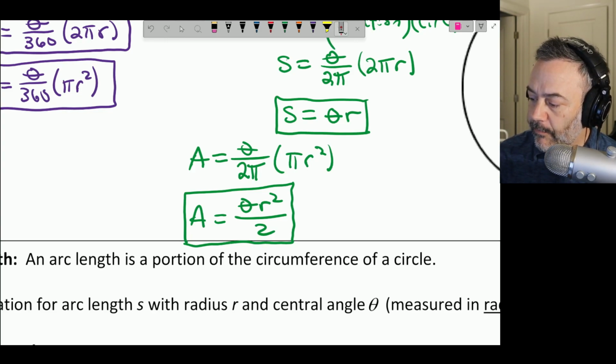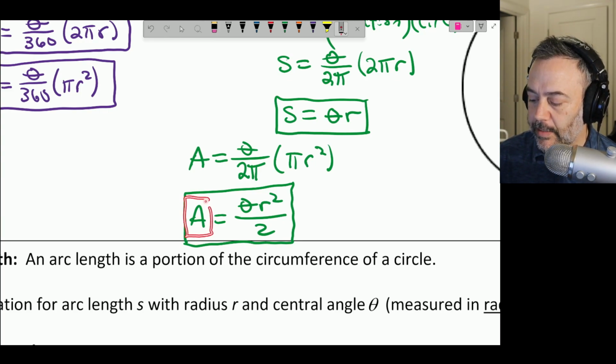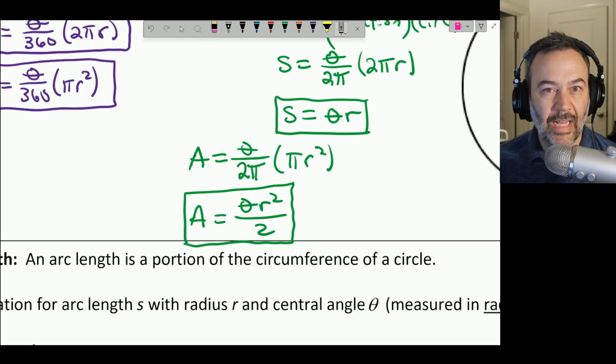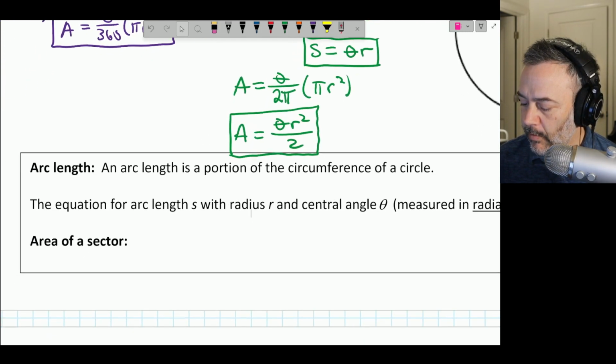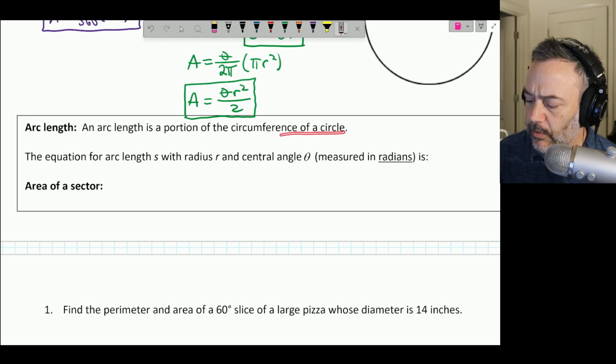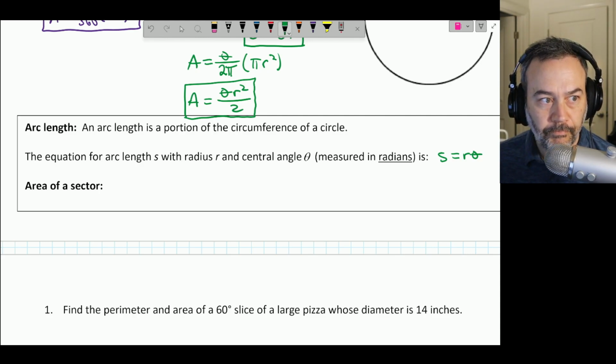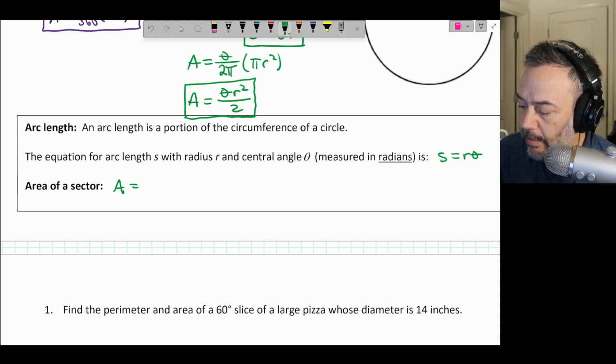Okay, so area. What are the units of r squared? Let's say radius is in centimeters. So the units of r squared would be centimeters squared. Well, that's the same as the area, so theta can't be providing a dimension in the calculation. Okay, so an arc length is a portion of the circumference of a circle. The equation for arc length S with radius r and central angle theta measured in radians is S equals r theta. Got to memorize that. And the area of a sector is A equals theta r squared over 2.